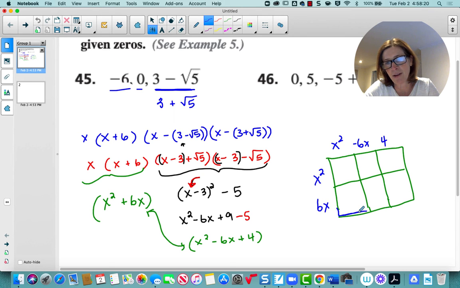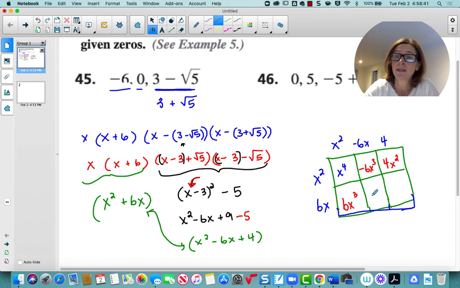Okay, so now I'm going to find the area of each of my rectangles that don't look like rectangles. So that would give me x to the 4th. Let me switch colors here. Negative 6x cubed, 4x squared, 6x cubed, negative 36x squared, and then 24x. Okay, so then I'm going to simplify that down a little bit.